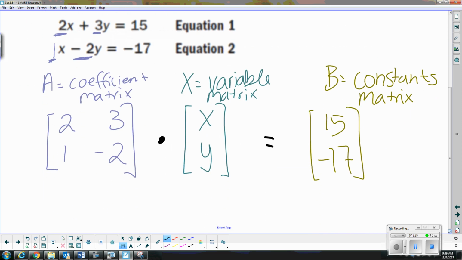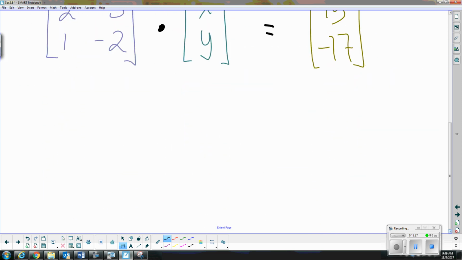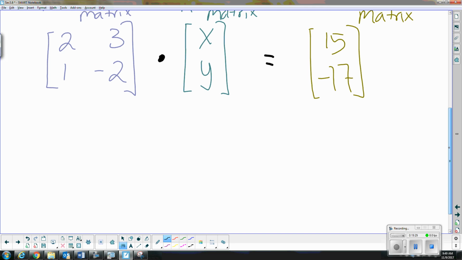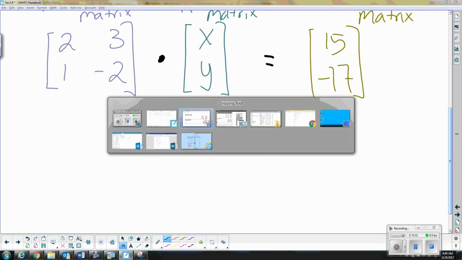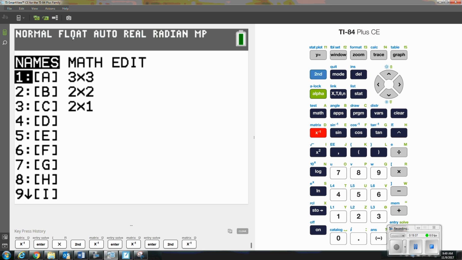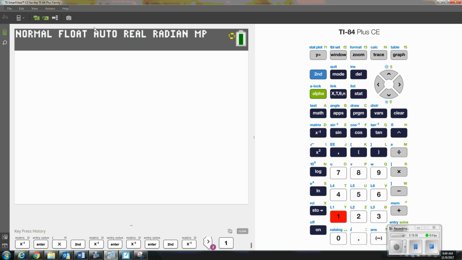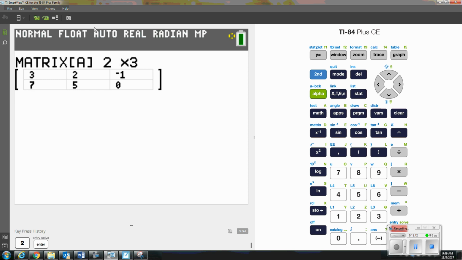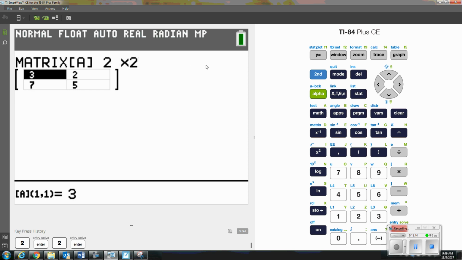And this you can use your calculator for. So use your calculator to find the inverse of matrix A. So you go to your calculator in matrix. We're going to edit matrix A. It's going to be a 2 by 2 matrix. And it's 2, 3, 1, and -2.